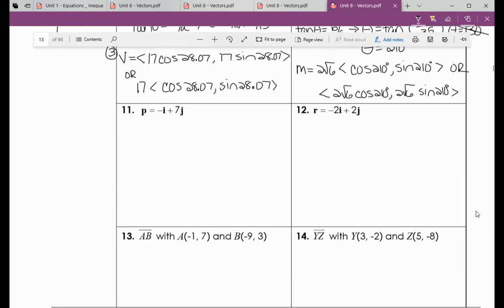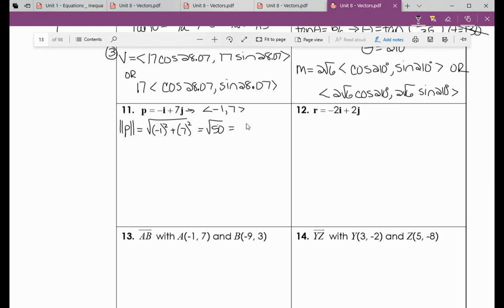Now, for 11 and 12, they're adding even more work to our plate. Well, actually, they're not adding more work to our plate, but you have to realize that this is the vector -1, 7. If you can go from a component vector into a linear combination, you can go backwards. So the magnitude of P is square root of -1 squared plus 7 squared. That is the square root of 50, which is 5 square roots of 2.